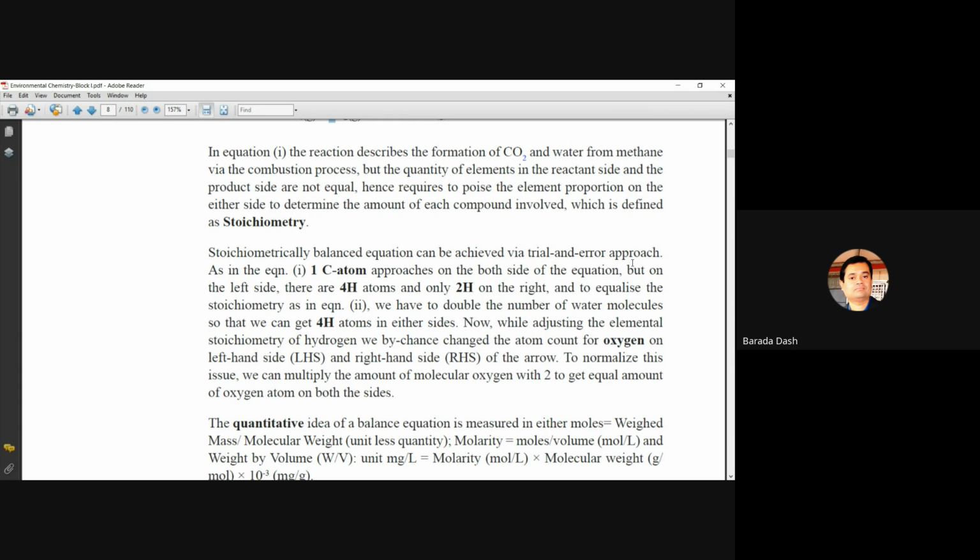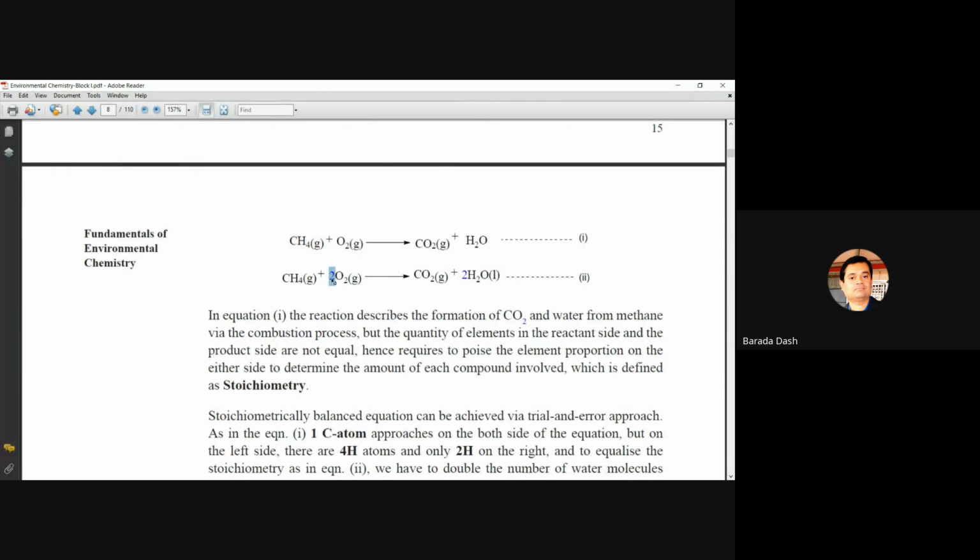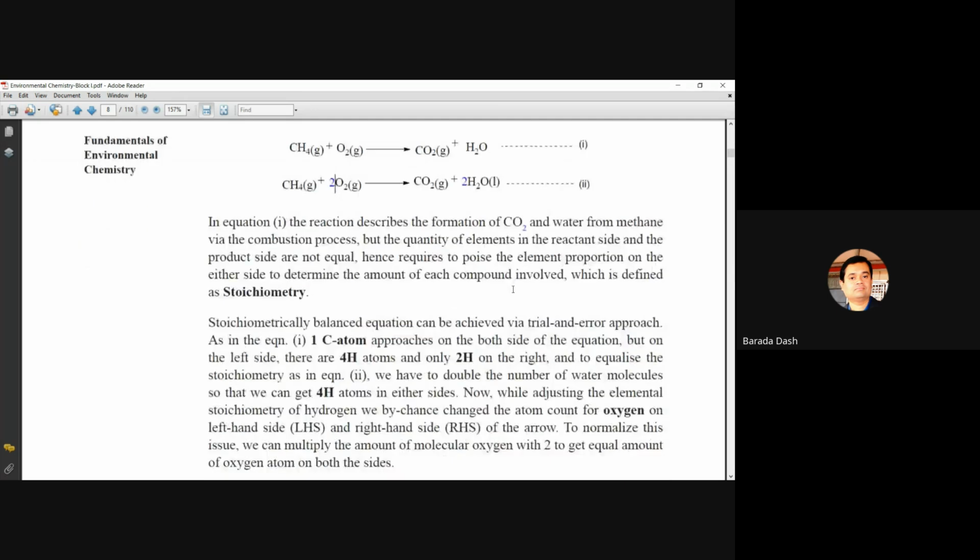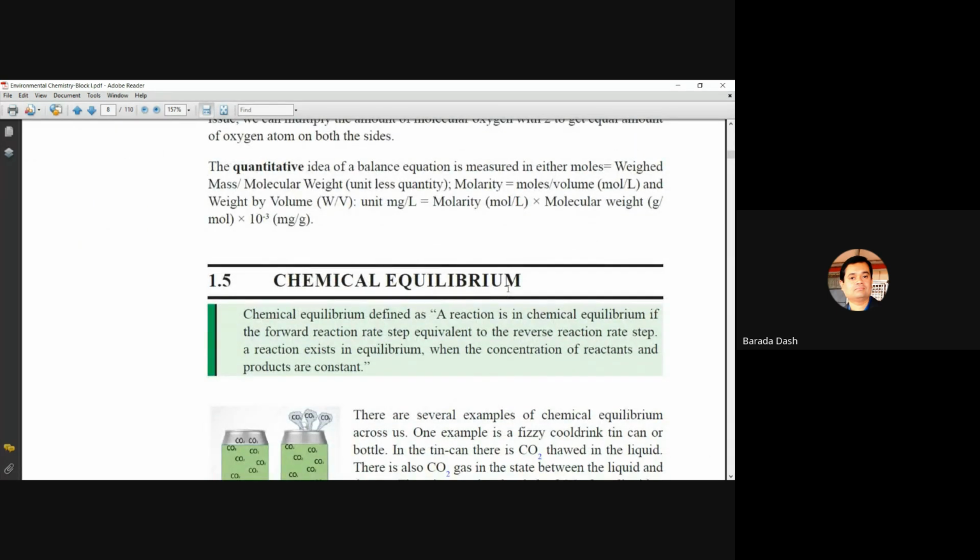A stoichiometrically balanced equation can be achieved by a trial and error approach. There is one carbon on both sides of the equation, but on the left side there are four hydrogens. So read how it has been balanced. You have to do a trial and error. One oxygen molecule does not completely burn the methane molecule to carbon dioxide. If you take two molecules of oxygen, then only it will give you one molecule of carbon dioxide and two water molecules. This is how you balance the chemical equation.